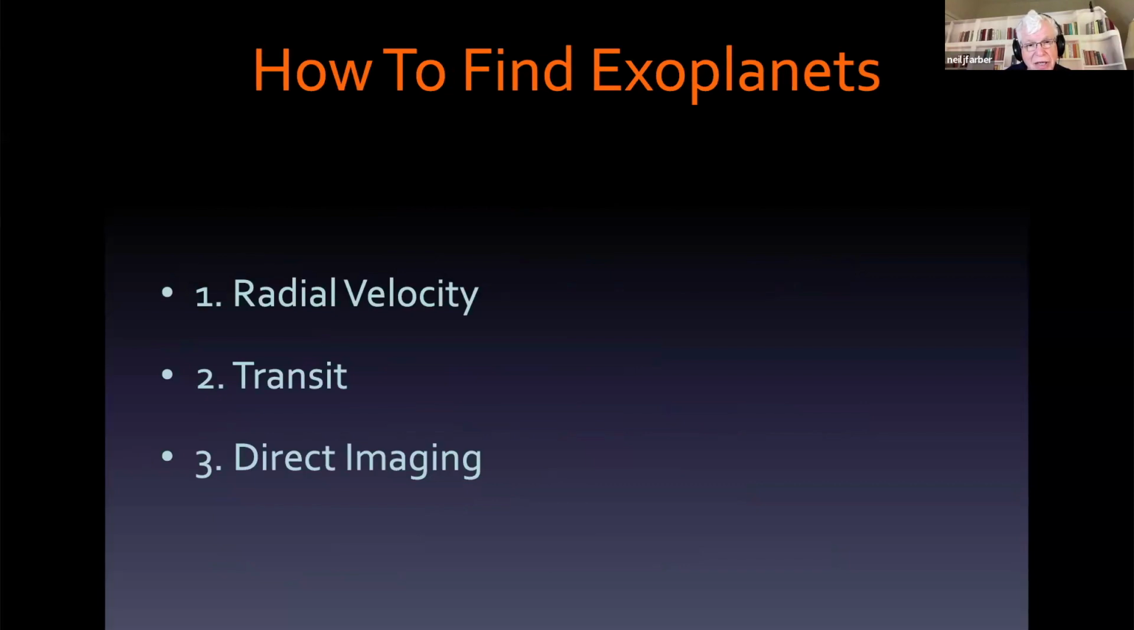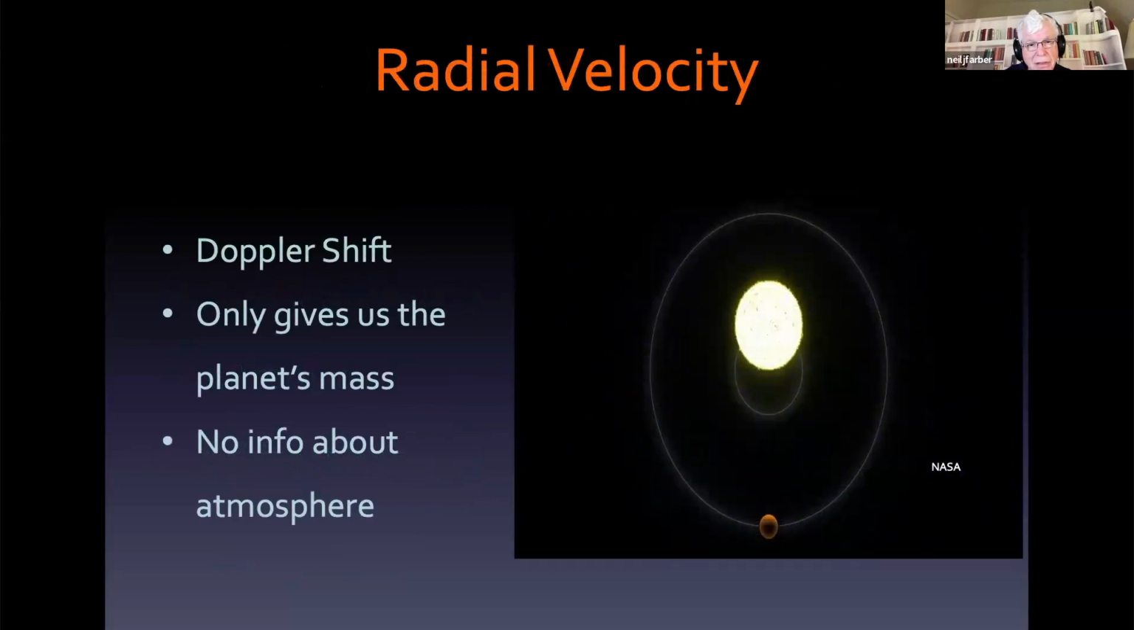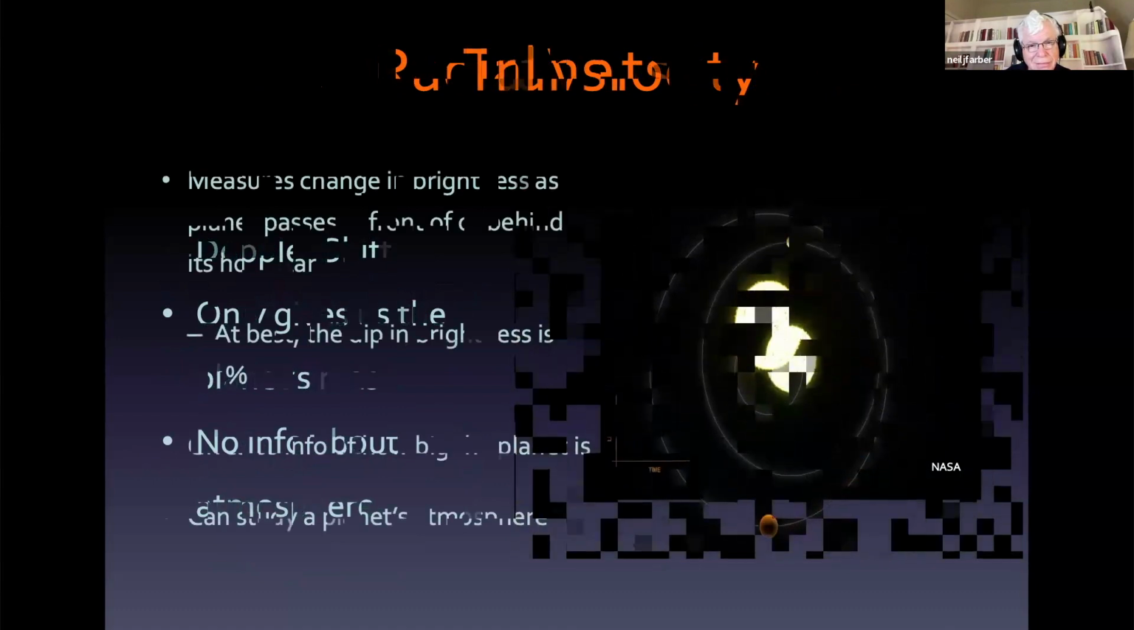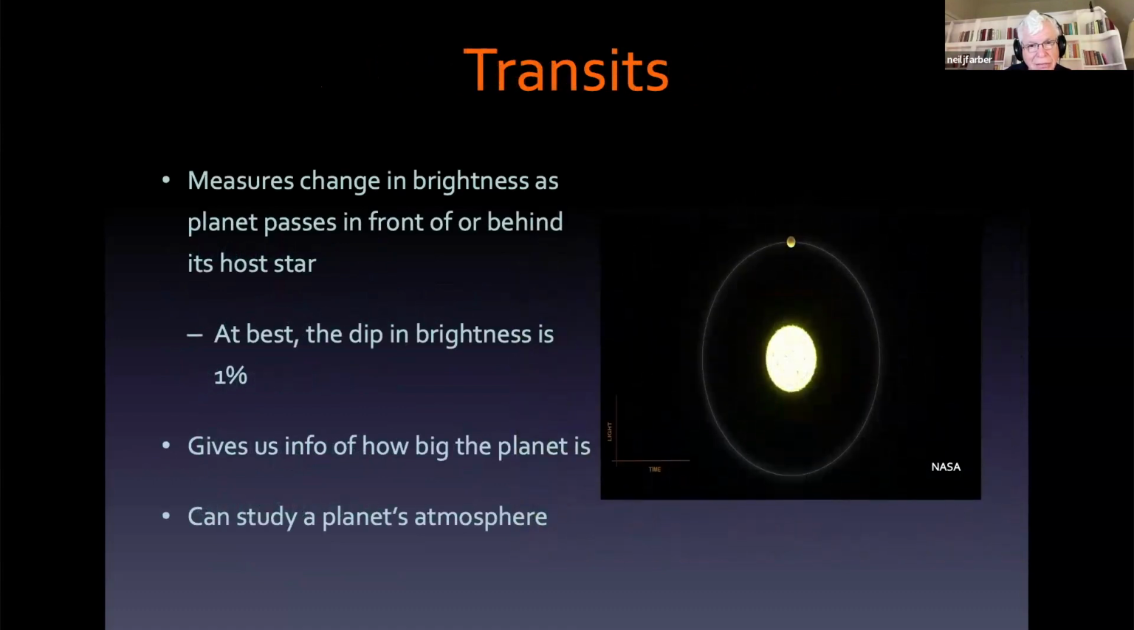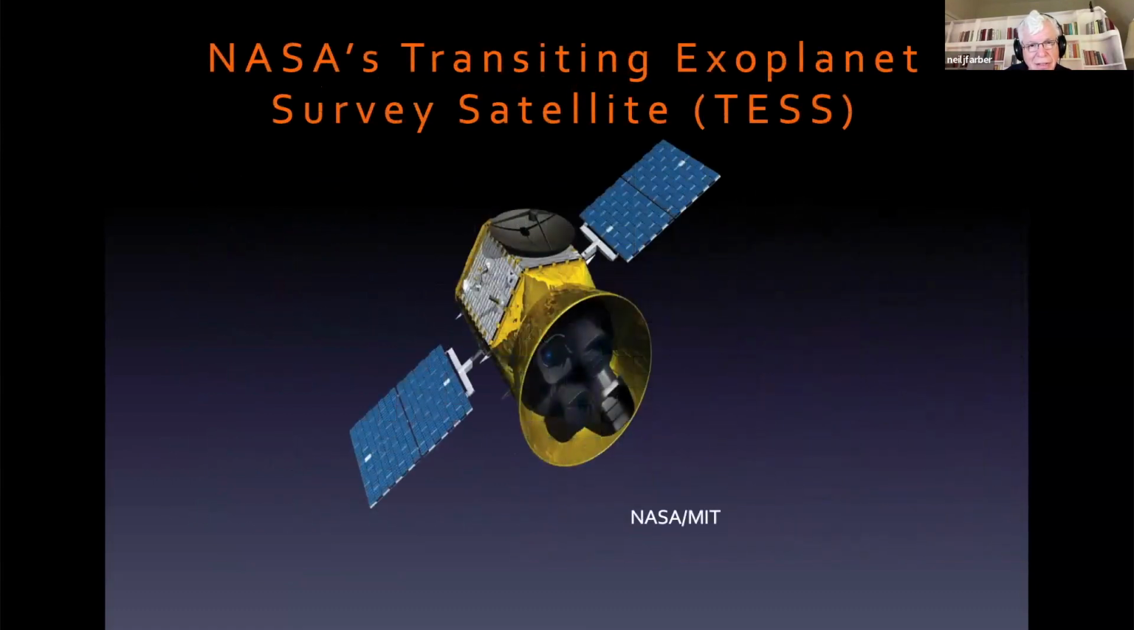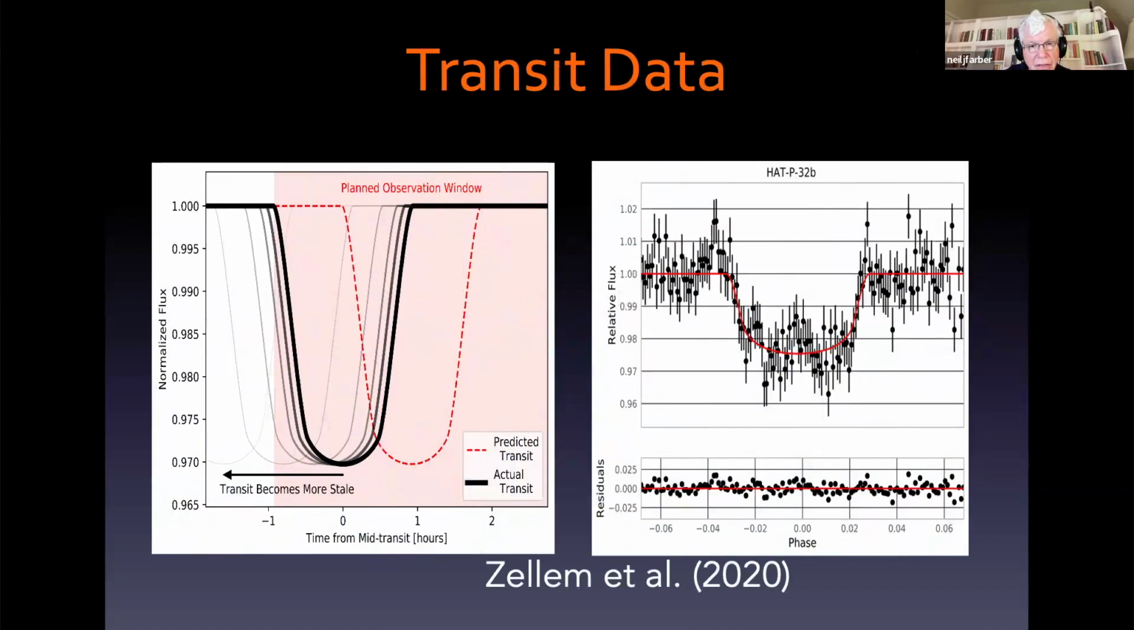So I'm going to pass these. Next slide. This is NASA's Transiting Exoplanet Survey Satellite, TESS, which has found a lot of the exoplanets based on transits. Next slide.